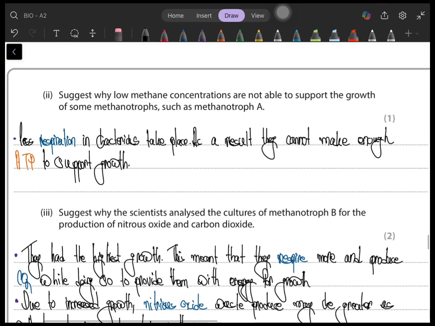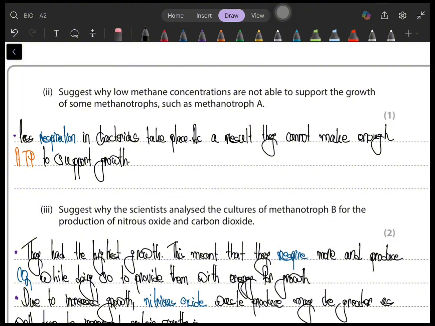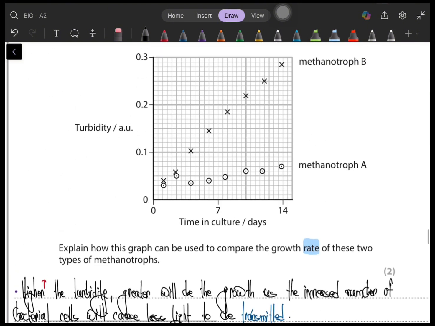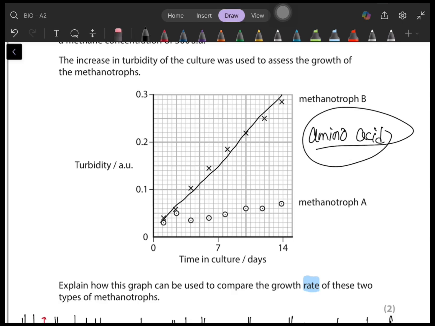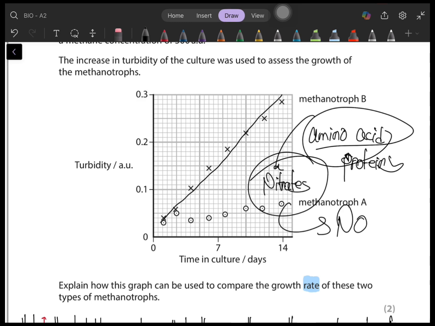So why did scientists analyze the cultures of methanotroph B for the production of nitrous oxide and carbon dioxide, right? So methanotroph B had the highest growth rate, right? And as they grow, they're going to make amino acids for growth and proteins, right? The base unit of making these amino acids is going to be nitrate. So there's a possible risk of nitrous oxide forming from here, and as they're growing fast, it means that they are also carrying out respiration at a greater rate, right?